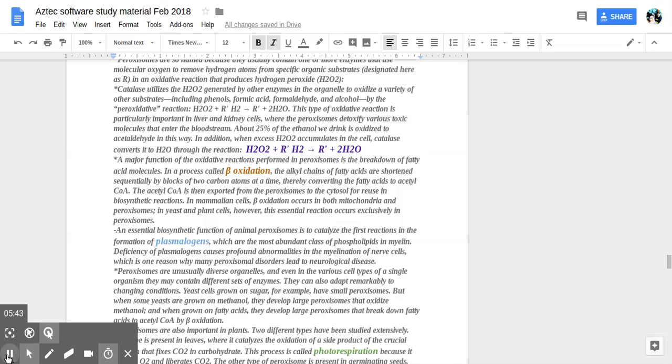This H2O2 is generated from various enzymes in the peroxisome, and it helps to oxidize the various substrates. The reaction is H2O2 plus the substrate H2 yields the substrate alone, and two waters are released. Peroxisomes in this way help detoxify various alcohol and other toxic molecules, especially in liver and kidney cells. Ethanol, for example, is oxidized to acetaldehyde.